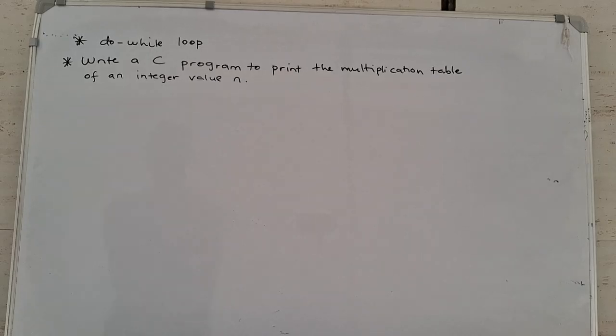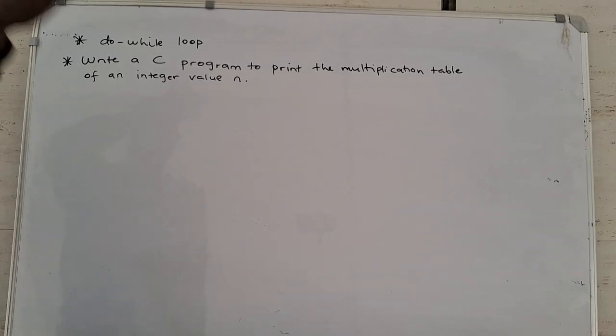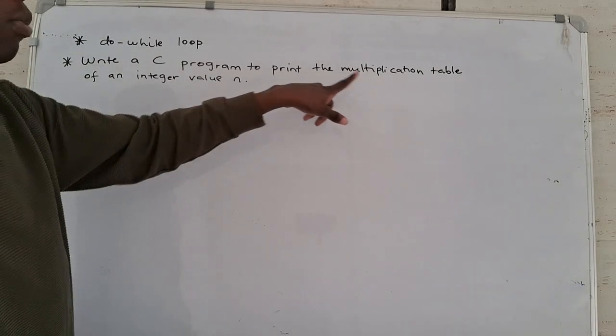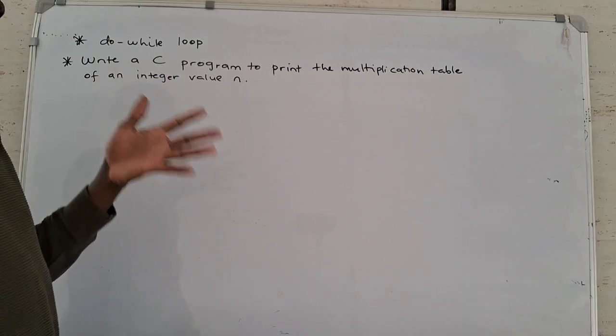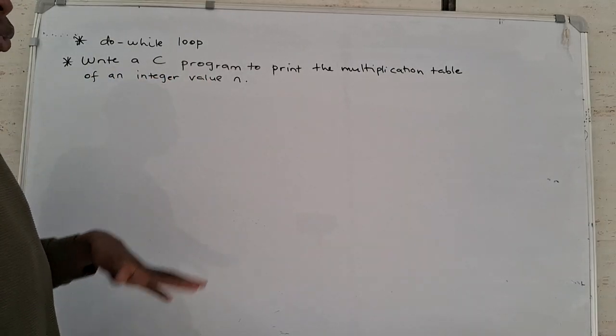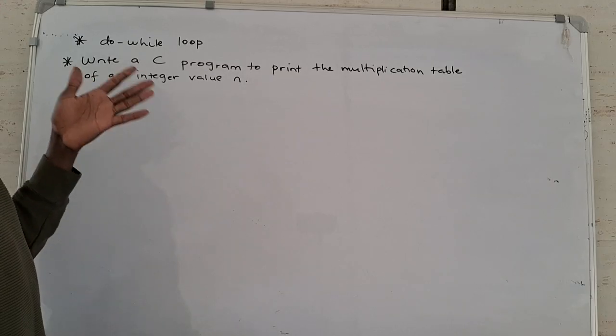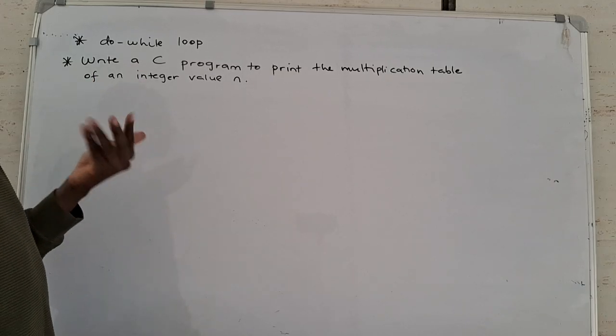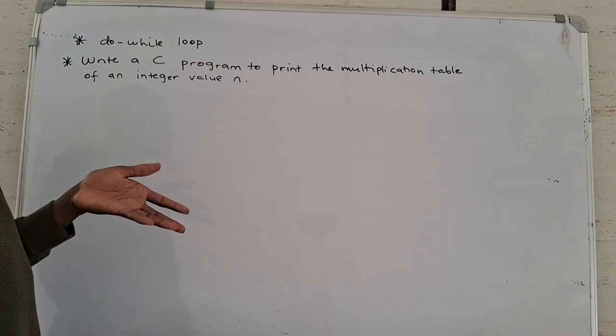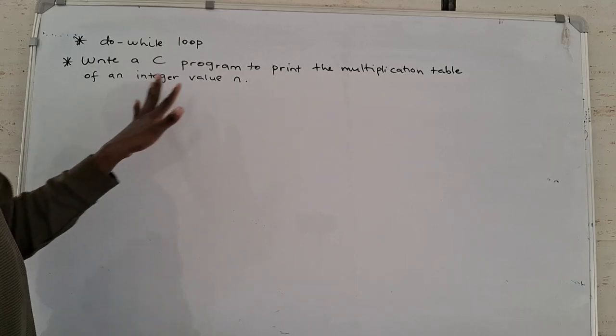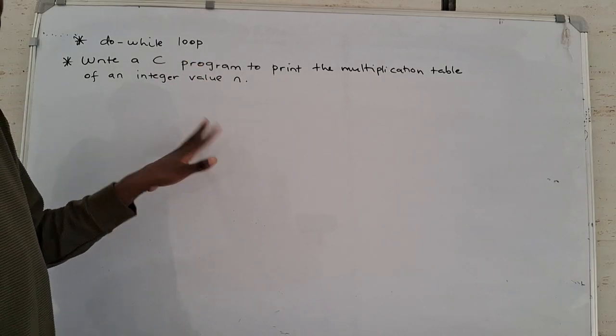In today's class we are going to write a basic C program. The program should print the multiplication table of an integer value n. We don't know the integer value, okay? Maybe it's 1, it's 2, it's 3, it's 4, any number. We want to print the multiplication table of an integer value n, okay?